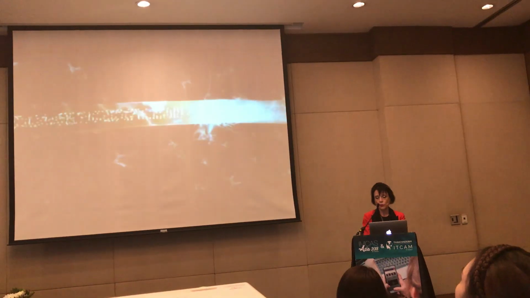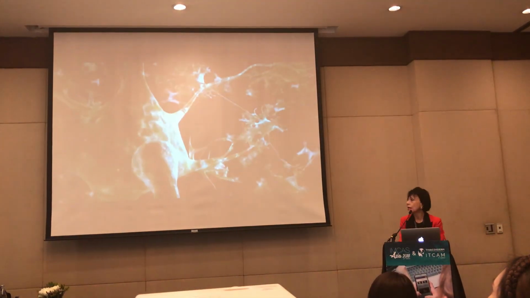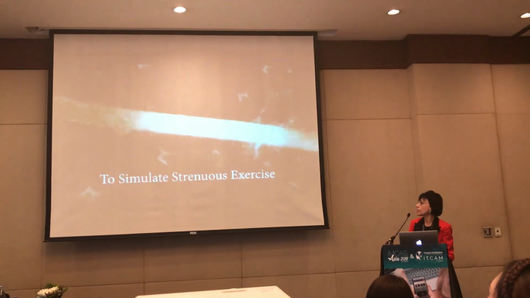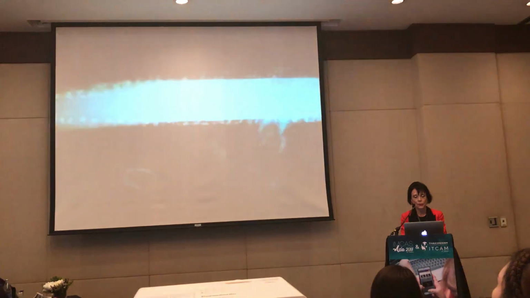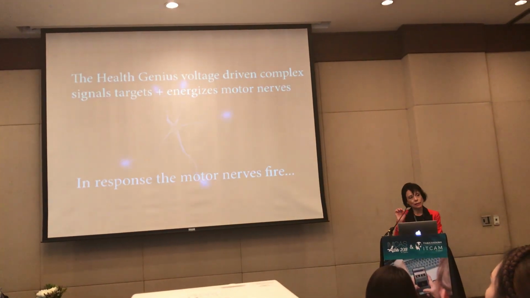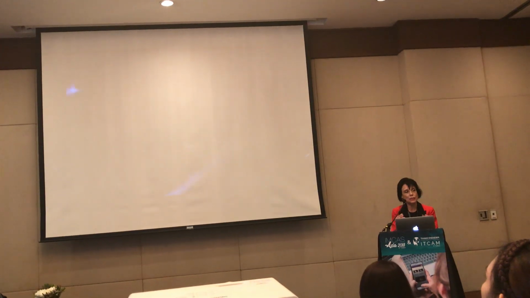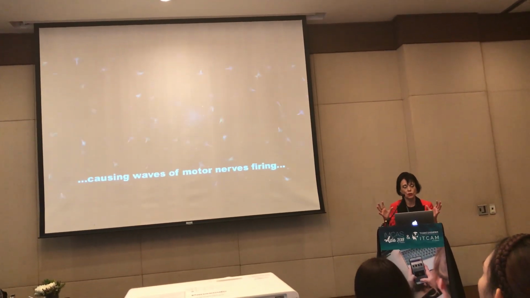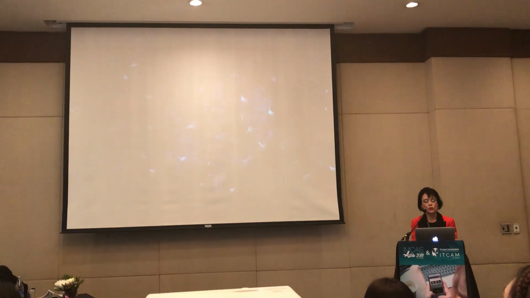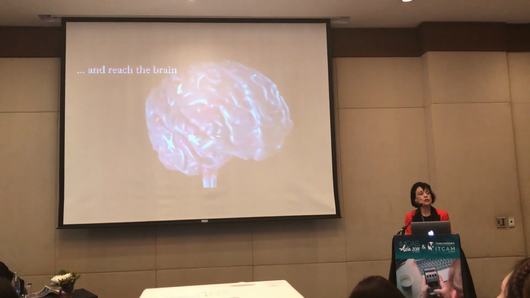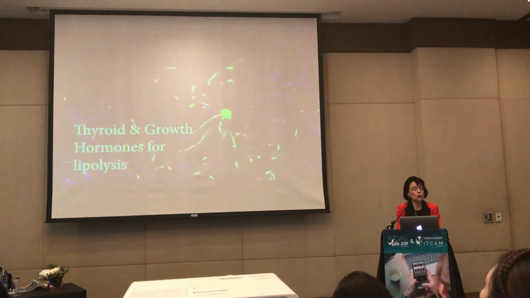And this is a movie that you can see how basically effortless exercise works. It came from London University, and basically it simulates strenuous exercise. It sends a signal to the motor nerve, and in response, the motor nerve expands that signal to other motor nerves, and all of these waves of motor nerves are going to reach the brain. And the brain will respond the same way that it will respond during normal exercise.